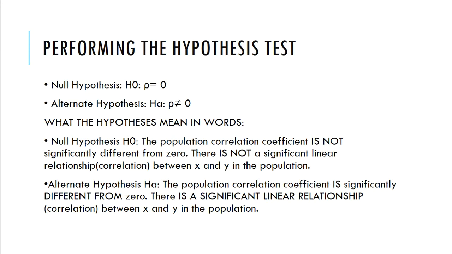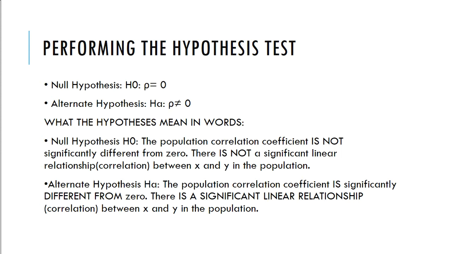For your null, you're just going to put that rho equals 0, or that fancy P equals 0. Your alternative is that rho does not equal 0. But what does this mean in words? The null is the population correlation coefficient is not significantly different from 0. It means it's pretty close to it. So basically what we're saying is there is not a significant linear relationship between X and Y in the population.